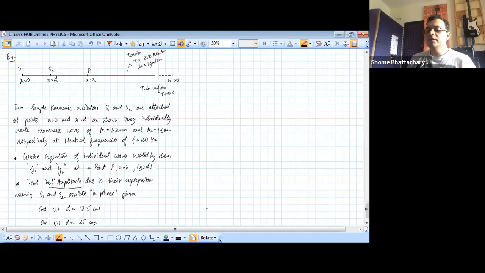So remember how we derived the equation of a sinusoidal traveling wave. In the first few lectures, in the second or third lecture, we would have derived that equation. If a simple harmonic oscillator is tied to one end of the string and is oscillating according to the equation A sine(omega t plus phi), then it creates a wave traveling along the string with a relationship like A sine(omega t minus kx plus phi).